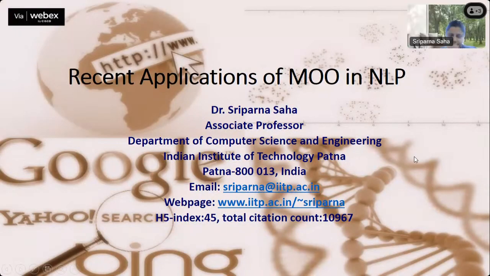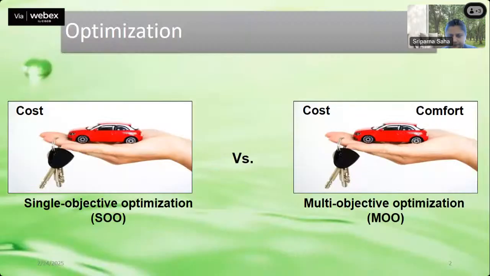So, in the last class, I was discussing the application of multi-objective optimization for solving the clustering problem. In today's talk, I will be discussing the applications of multi-objective optimization in solving some problems in natural language processing. In recent years, we have applied multi-objective optimization for solving some tasks of NLP. I will be discussing them briefly.